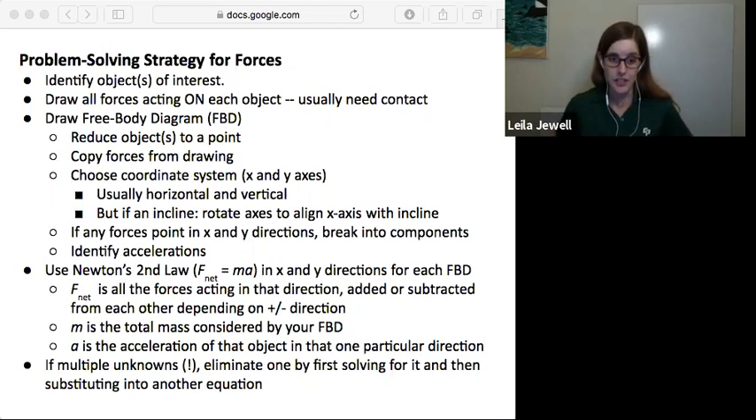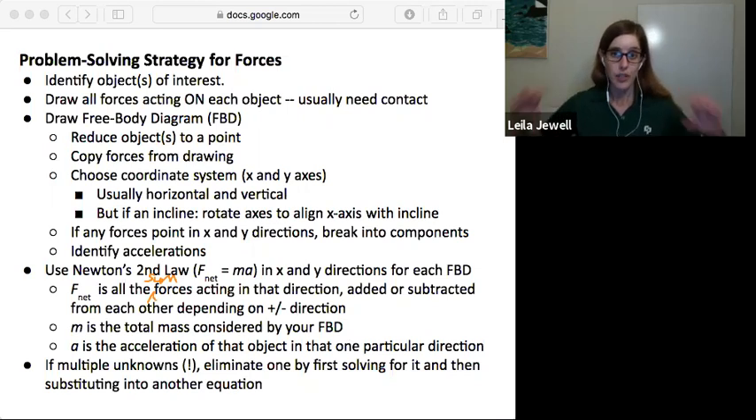F net is the sum of all the forces acting in that direction, added or subtracted from each other, depending on if it is moving in the positive direction versus the negative direction. M is the total mass considered by your FBD, and a is the acceleration of that object in one particular direction. So I'm sorry, there should be a sum in here. S-U-M. There we go.